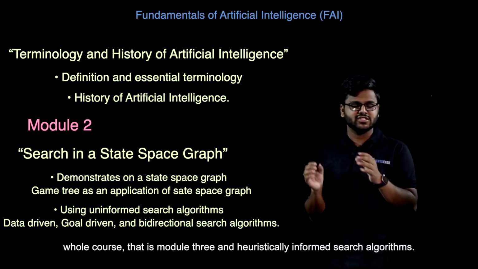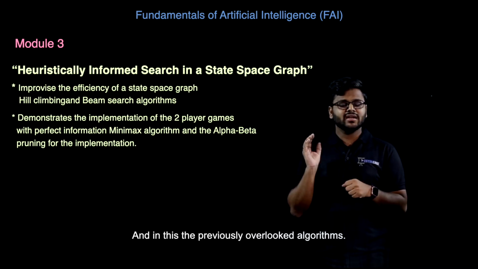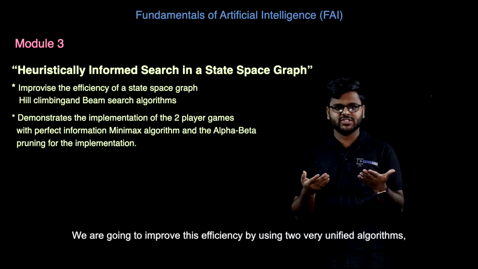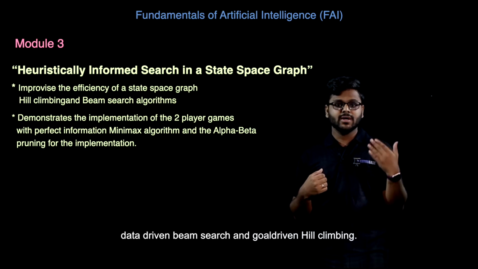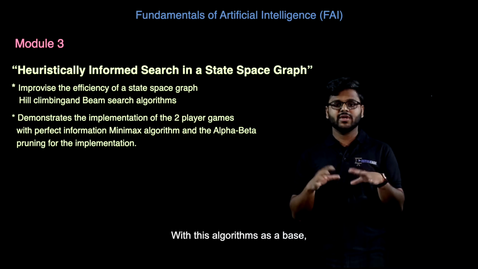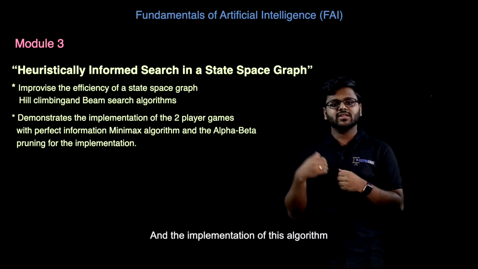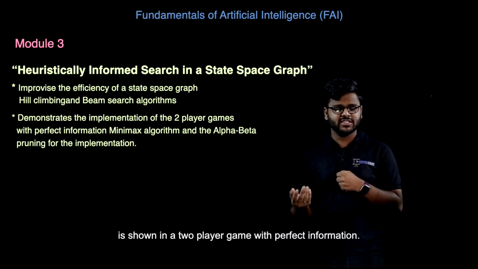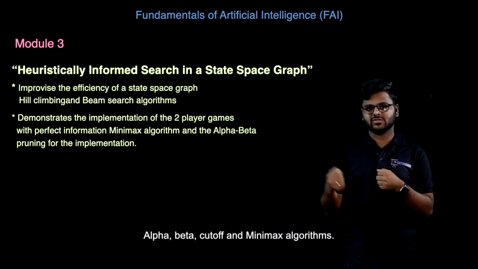this whole course, that is module 3, heuristically informed search algorithms. In this, for the previously overlooked algorithms, we are going to improve the efficiency by using two unified algorithms, data-driven beam search and goal-driven hill climbing. With these algorithms as a base, we could improve the efficiency of a search state space graph. The implementation of this algorithm is shown in a two-player game with perfect information, and we use advanced algorithms such as alpha beta cutoff and minimax.